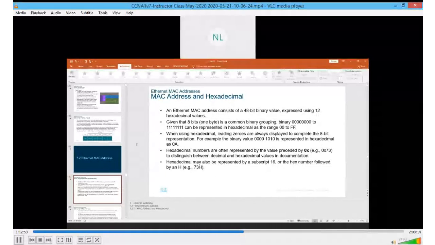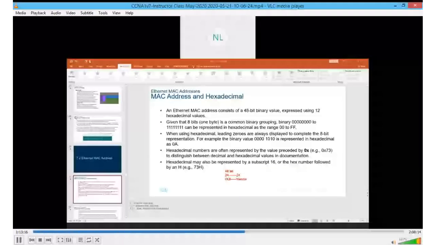So the MAC address is 48 bits divided into 24, and the first 24 is called OUI, Organizational Unique Identifier, and the second 24 is vendor assigned. What does it mean? Let me try to explain here clearly.